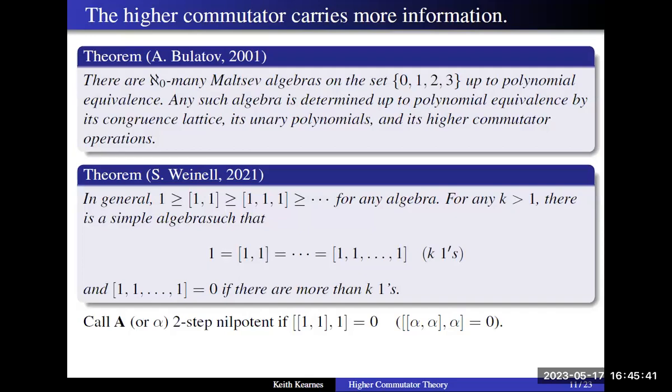And we call it nilpotent or two-step nilpotent if after 2 stages of iterated binary commutators I get to 0, and two-step supernilpotent if the same number of ones, but I'm not iterating the binary commutator. I'm using the higher variable commutator.